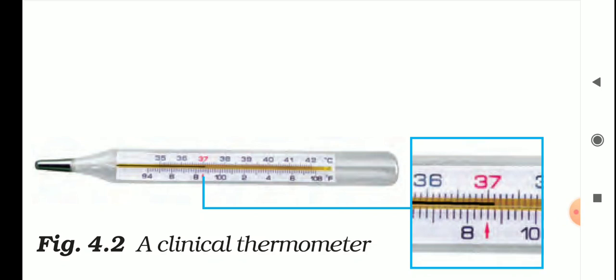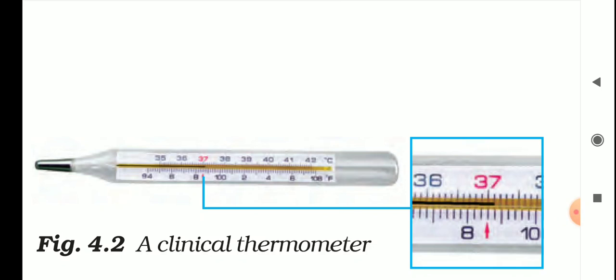Next, the level of the mercury can be measured by reading the scale given on the thermometer. You can see the reading scale. There are two scales given, one is degree Celsius and another is Fahrenheit. We measure it in degree Celsius. Generally the temperature that we measure for the clinical thermometer is in degree Celsius.